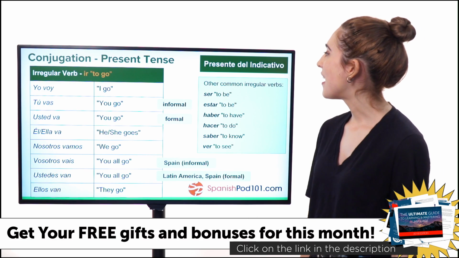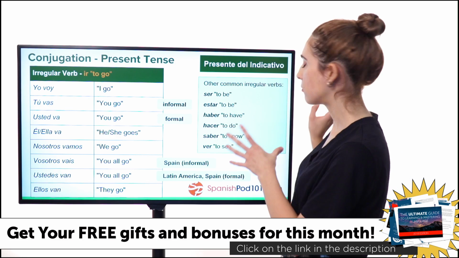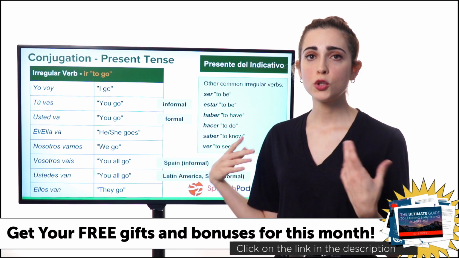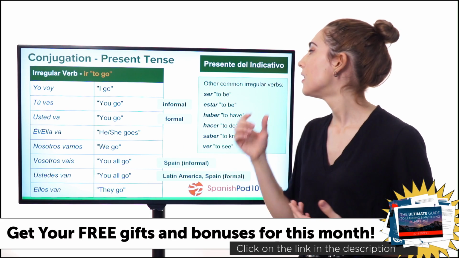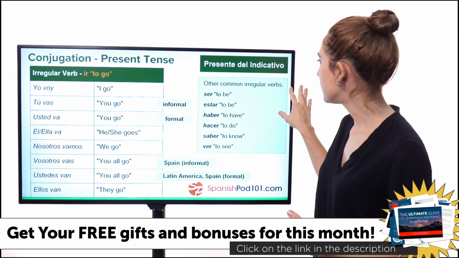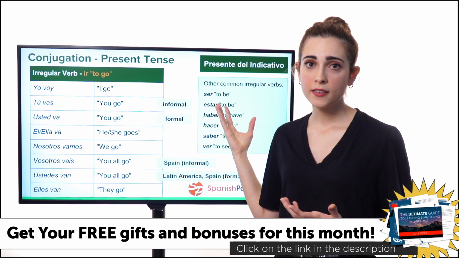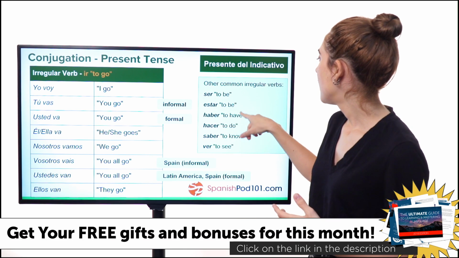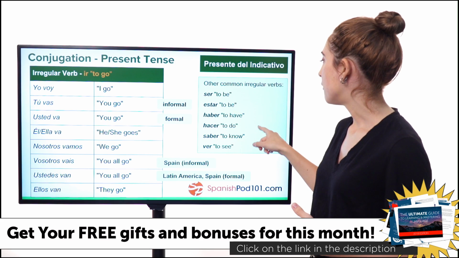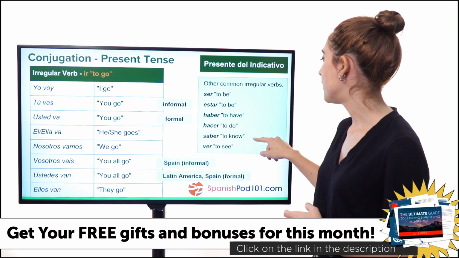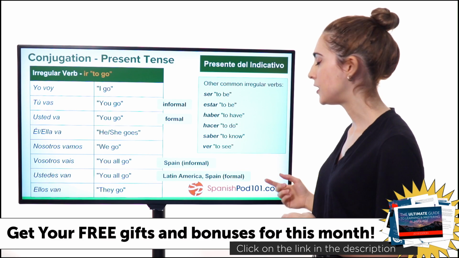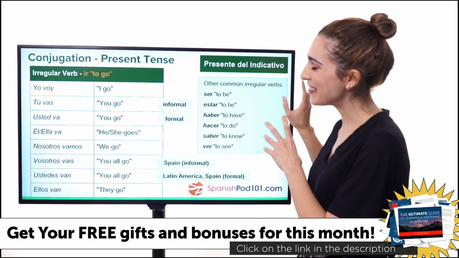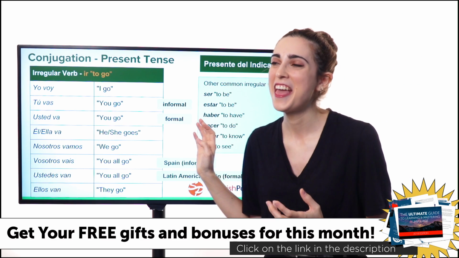So there are some common irregular verbs, like we are gonna see now the verb to go, ir, but there are other common ones, like for example the verb to be, which in Spanish is both ser and estar. The verb to have, haber. The verb to do, hacer. The verb to know, saber. The verb to see, ver. So yeah, you can see that they are verbs that we use a lot.